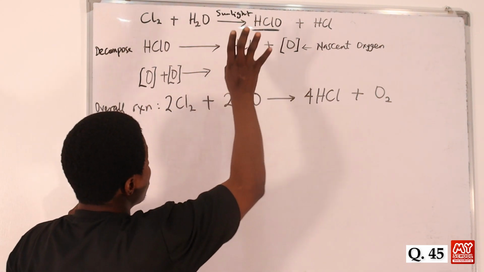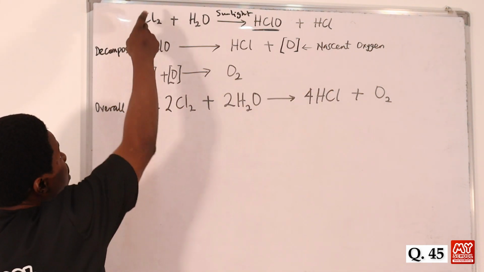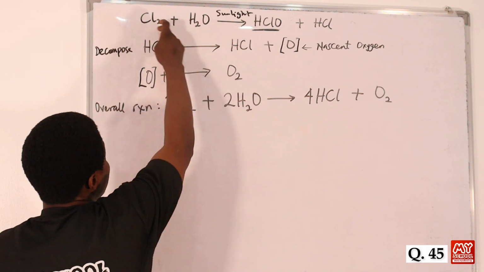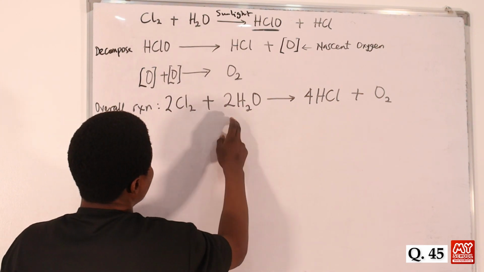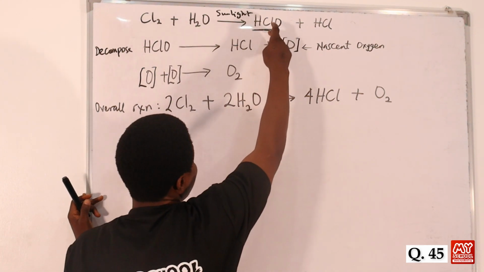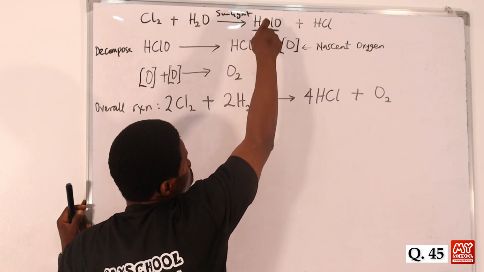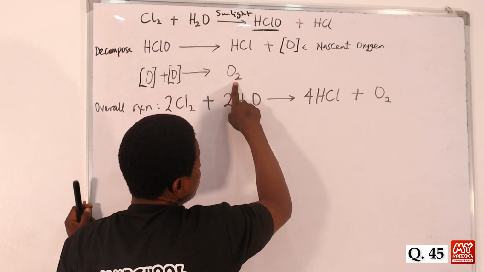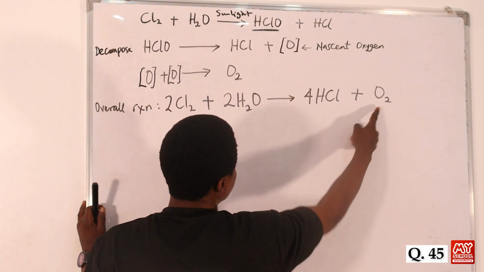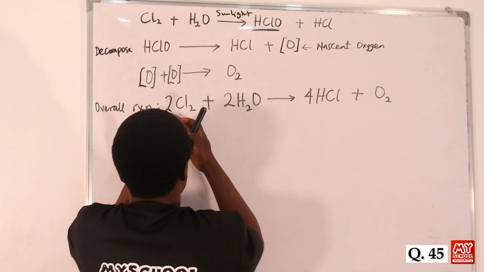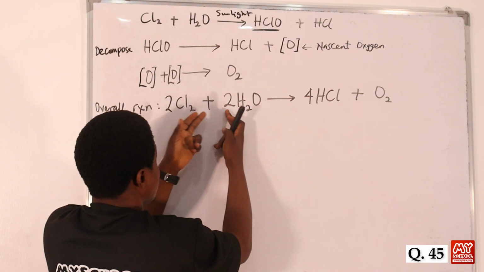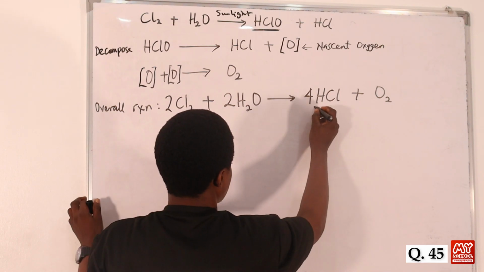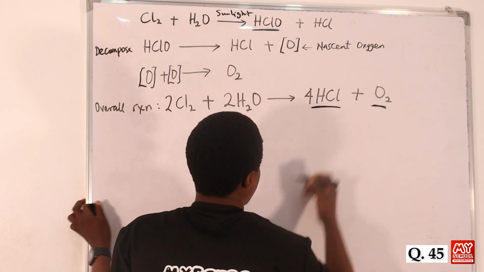So in other words, the overall reaction, when we say overall, we are adding this to this. So we have Cl2 plus H2O on the left hand side to produce HCl, because this one has been decomposed already, and then oxygen that we have here. So we have HCl and oxygen formed. You can balance your equation: 2 of this, that is 4. This is 4 hydrogen, 4 hydrogen, this and this. So in other words, the products are hydrochloric acid and oxygen.